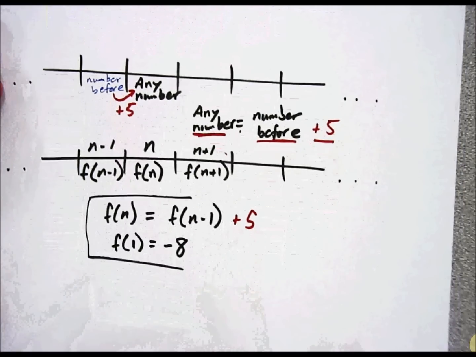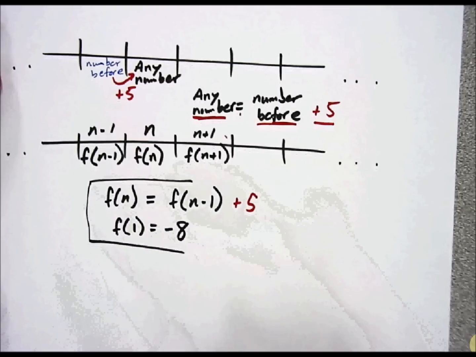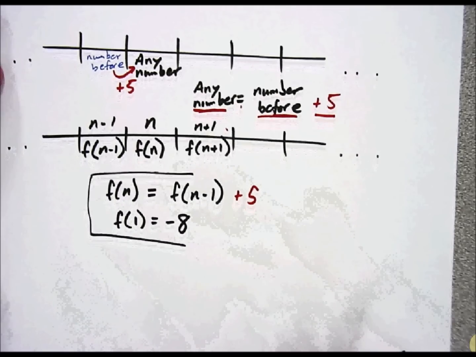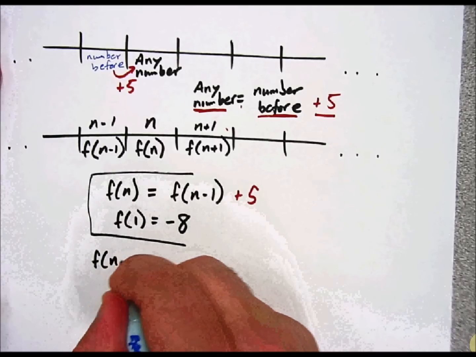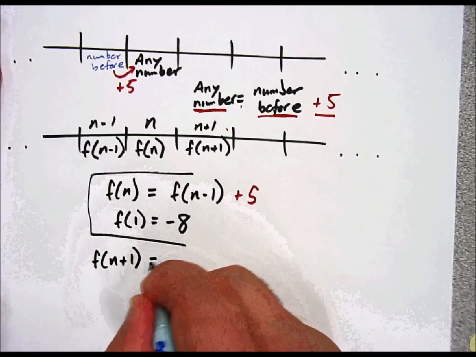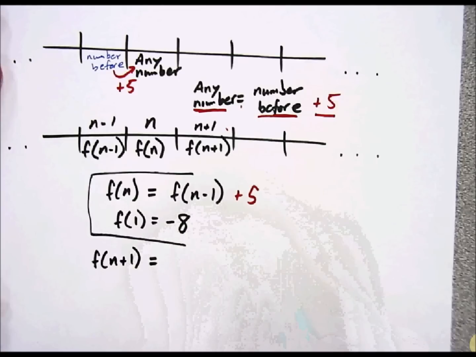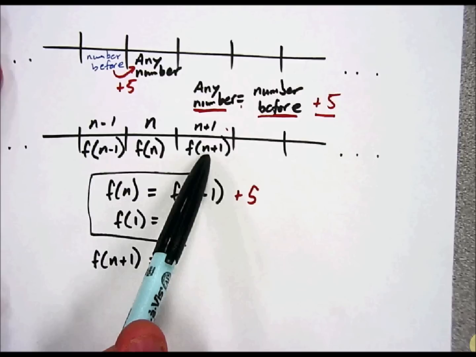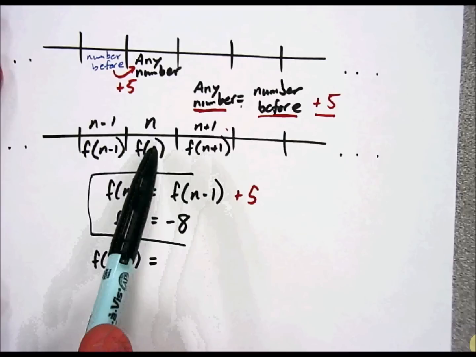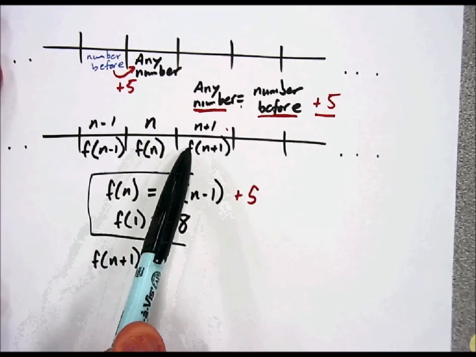Okay? But that's not the only way I could write a rule. I could write other things that still make sense. I could say something like this: f of n plus 1 equals... and you want to stop and think, what does that mean? F of n plus 1. Well, how would I get this number? Well, wouldn't I take this and add 5 to it?